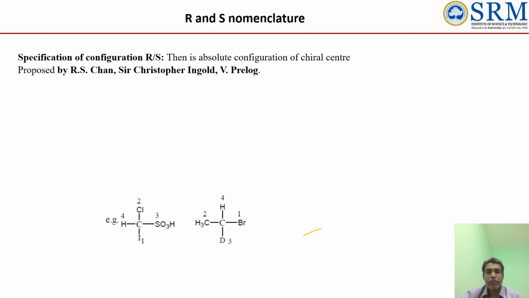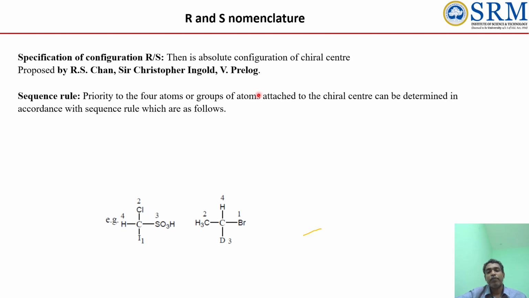Dear students, in this session, we are going to talk about how to assign R and S nomenclature for a chiral center. So, what is a chiral center? In organic chemistry, we are generally talking about the stereogenic center of the carbon. Carbon has 4 valencies, and this particular RS nomenclature was proposed by the scientists Cahn, Ingold, and Prelog. So this is also called the Cahn-Ingold-Prelog rule.